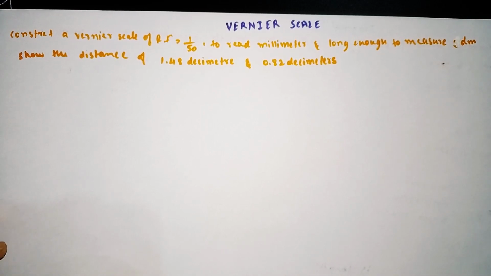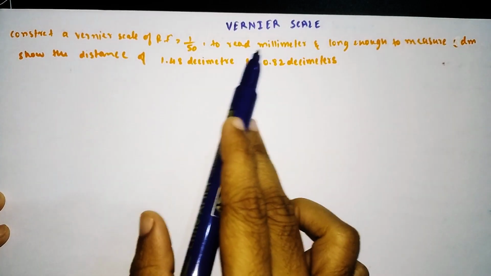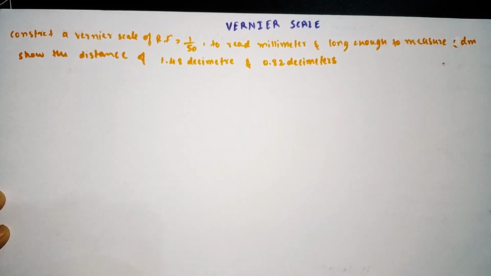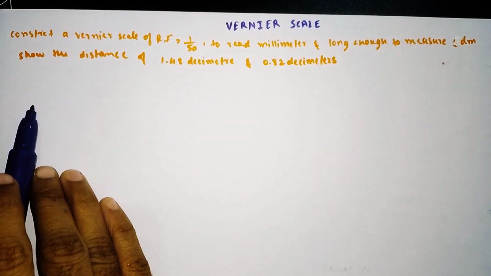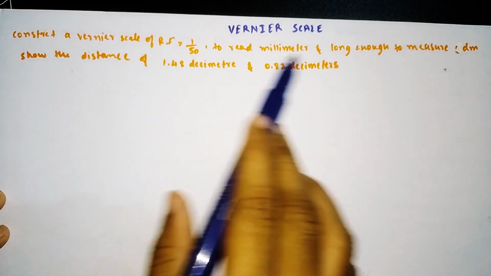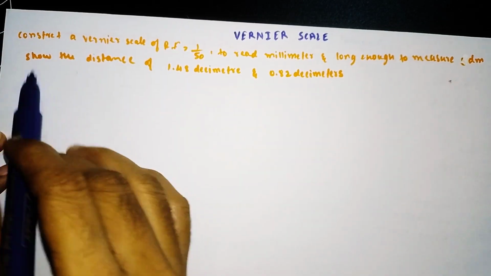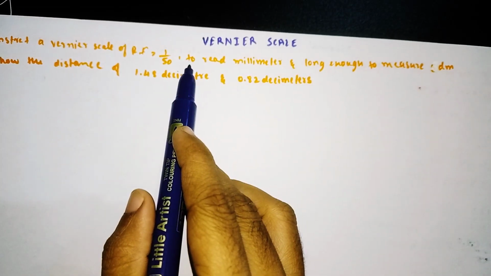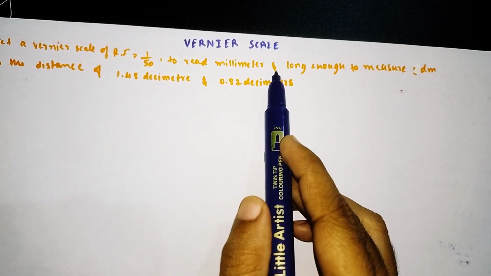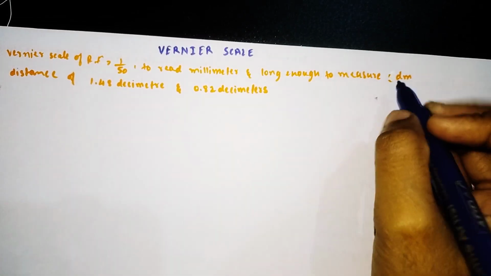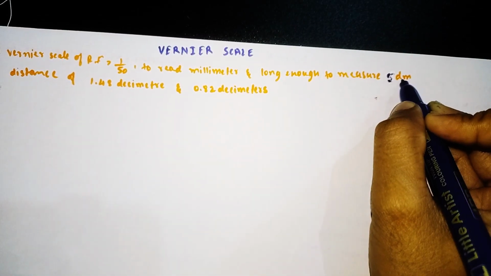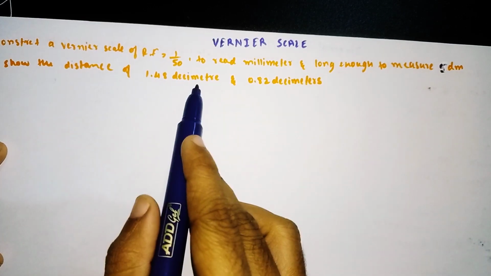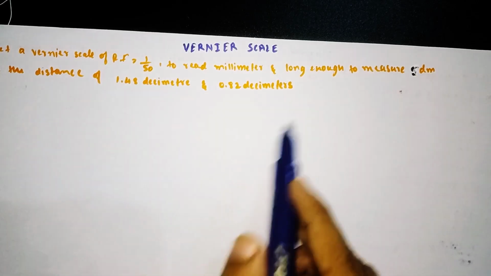So in today's video we will see how to construct a vernier scale. In the last video we saw the construction of the diagonal scale and plane scale, and now we will see the construction of vernier scale. So this is the given problem. Construct a vernier scale of RF 1 divided by 50 to read millimeter and long enough to measure 5 decimeter. Show the distance of 1.48 decimeter and 0.82 decimeter.